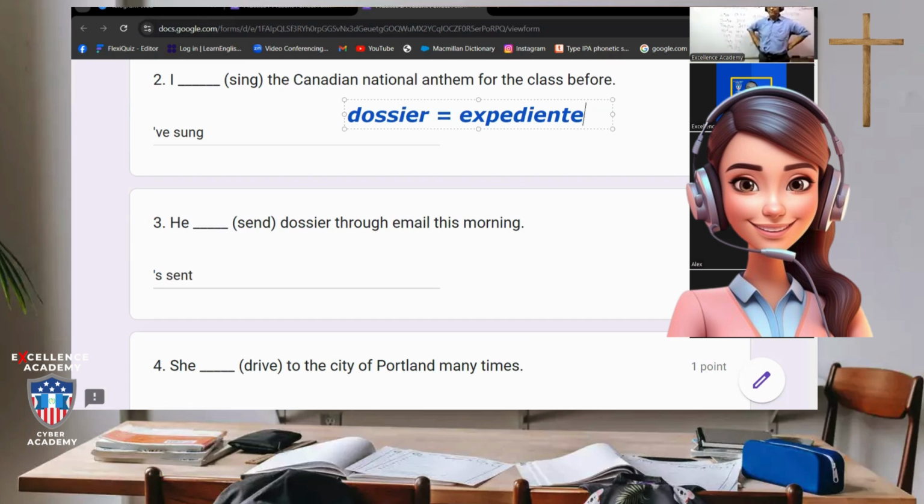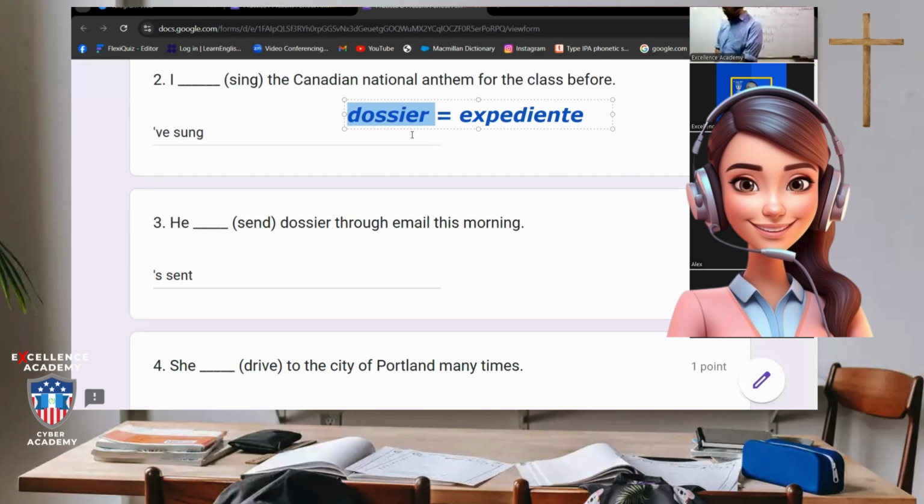Dossier. Listen to the O. Dossier. Expediente. So he's sent the dossier through the email this morning. So what does that mean? Ha enviado el expediente. Let's say that word, guys. Very useful. I was teaching some students last week that they work in offices and things like that. So it's a very useful word. Let's say it, guys. Dossier.